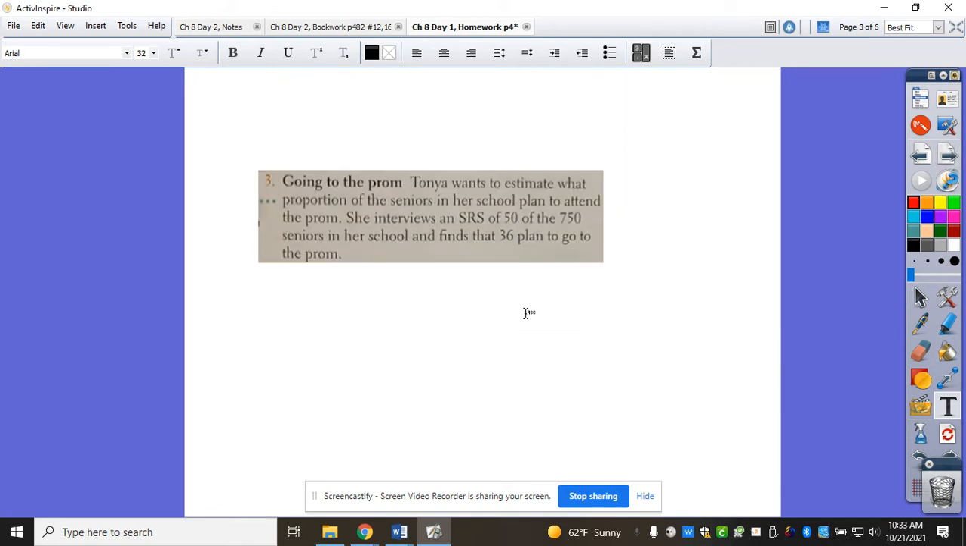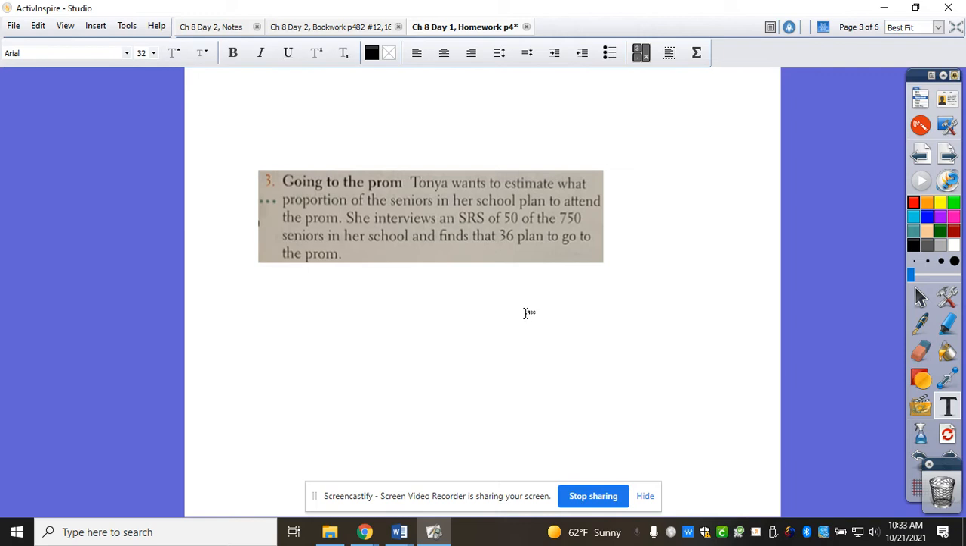Number 3, Tanya wants to estimate the proportion of seniors. It says the word proportion. In our school that plan to attend the prom, she interviews a simple random sample of 50 of the 750 seniors in our school and finds that 36 of them plan to go to prom. What is 50? Symbols, letters wise. Lowercase n. What is 750?